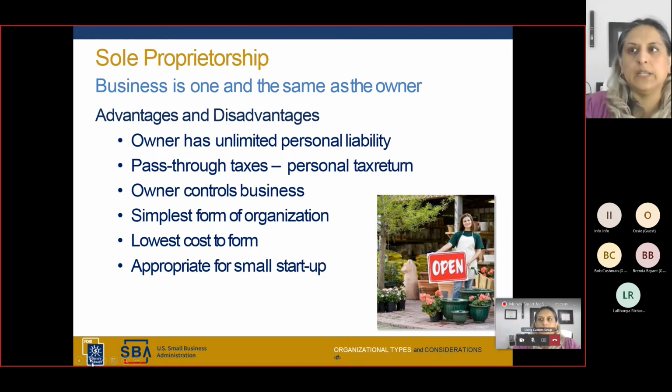Now, liability and risk. The owner of a sole proprietorship has unlimited personal liability for any liabilities incurred by the business. You can manage much of the risk with insurance and sound contracts.